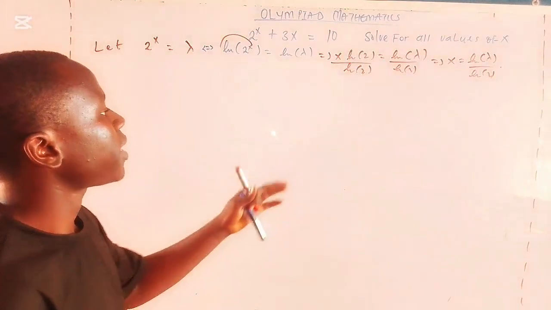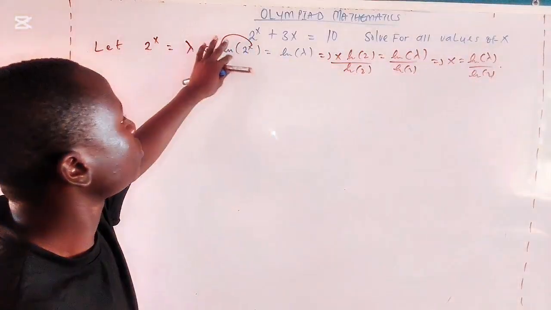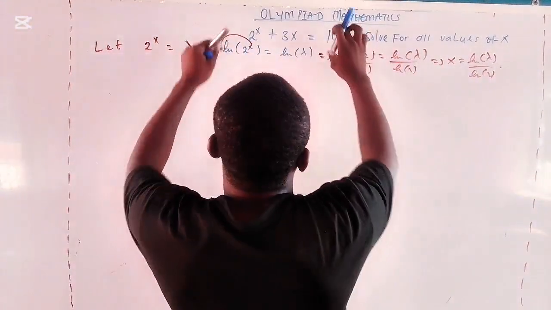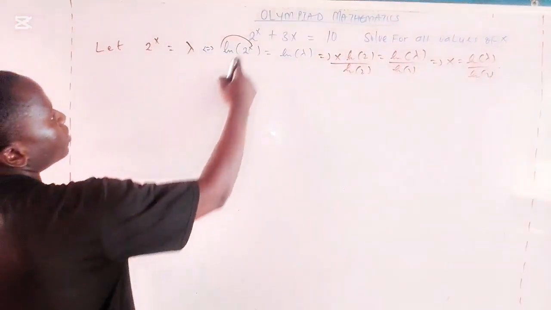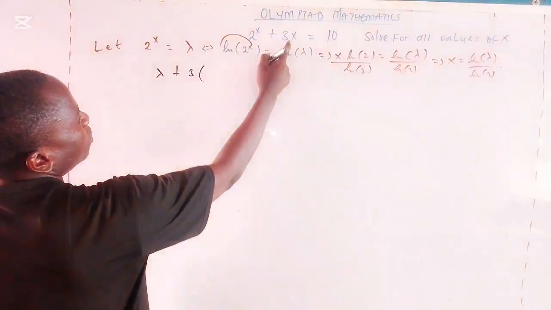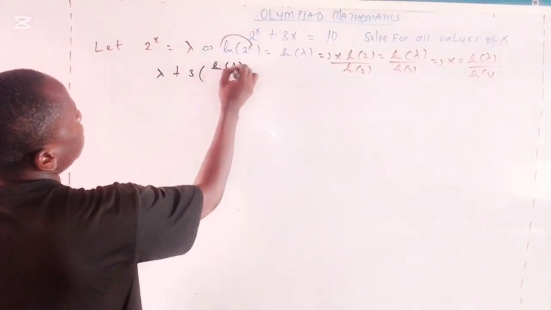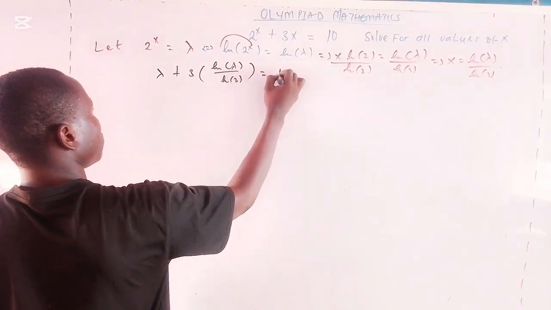So since we have our x, which is natural log of lambda over natural log of 2, we can now substitute everything into our original equation. So 2 raised to the power of x, which is lambda, so we have lambda, then plus 3 multiplied by x, which is now natural log of lambda over natural log of 2. Okay, then everything is equal to 10.